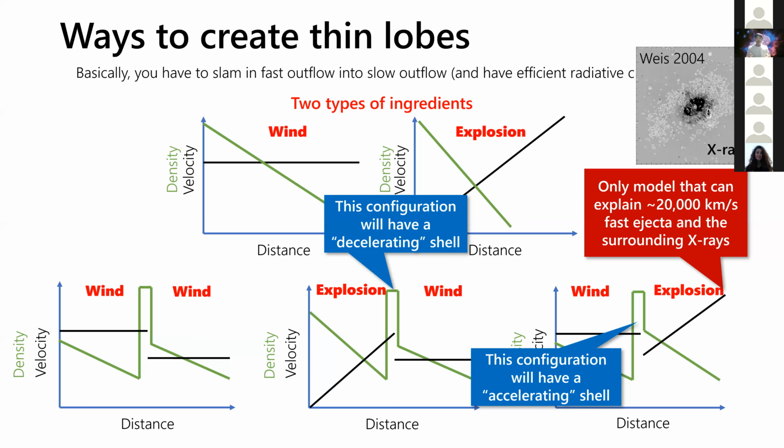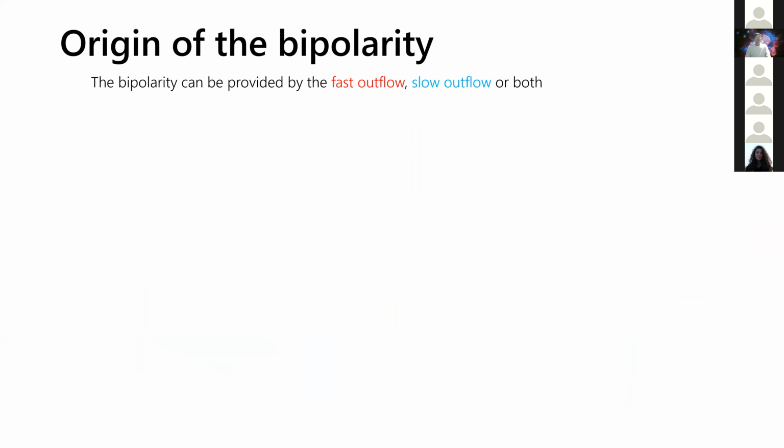So from the fact that there's some fast stuff outside the homunculus, and the homunculus has accelerated in the past, any model, you don't need to believe in our model, but any model to explain the homunculus probably has to be an explosion followed by a wind. The other question is, why is it bipolar?